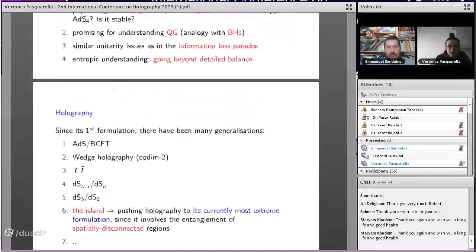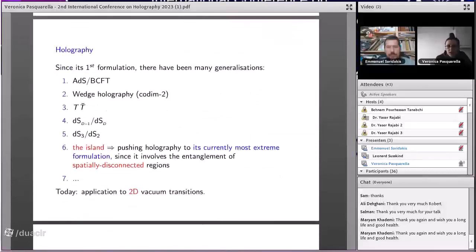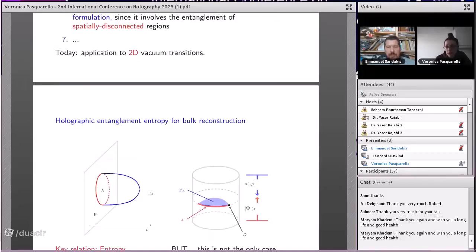So from the holographic perspective, the tools that we're going to need are the following: anti-de Sitter boundary conformal field theory, wedge holography, TT-bar deformations, de Sitter correspondence, specifically the 3- and 2-dimensional correspondence, and the island, because as you for sure know, it's one of the most extreme formulations of the holographic correspondence, because it involves space-time regions that are causally disconnected. And as you will see, this will arise in our setups as well. So today we're going to see how all of these topics are going to emerge naturally from our results.